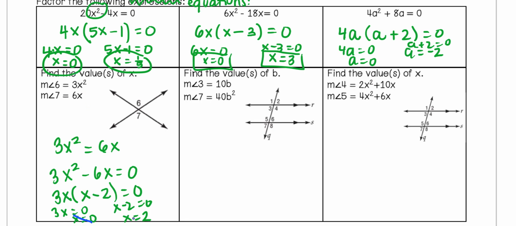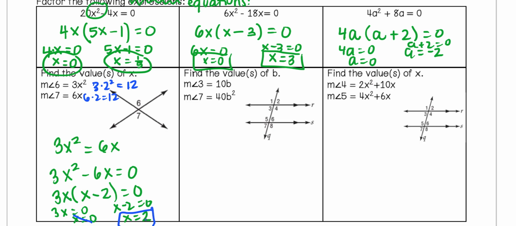And then we can check our other x value of 2. So that would be 3 times 2 squared. 3 times 2 squared would get us 12, and 6 times 2 would also get us 12. So those are equal. And although it might not be drawn to scale, 12 is still a possible value for an angle measure in a pair of vertical angles. So that seems more realistic, and we can keep that as a solution.